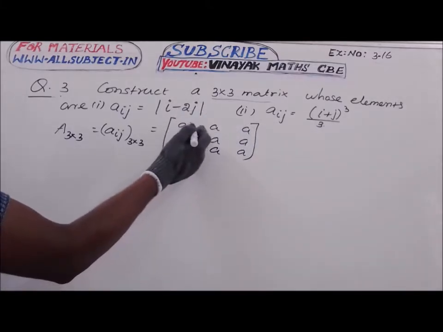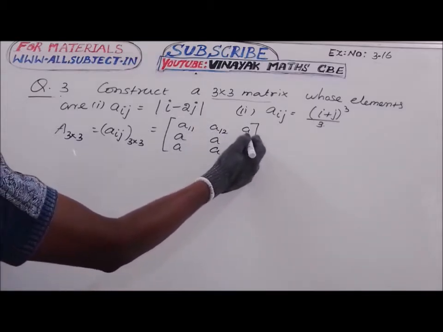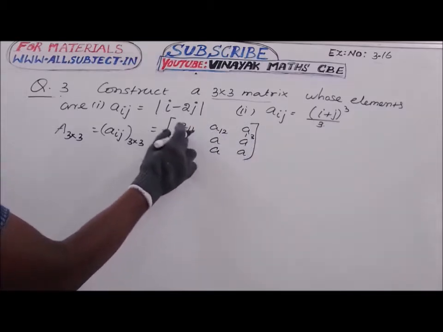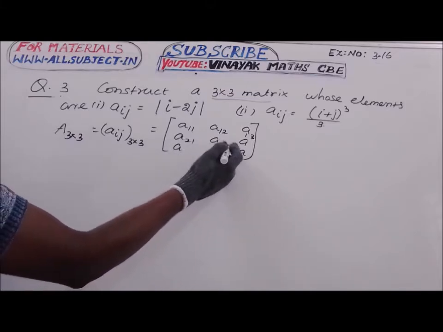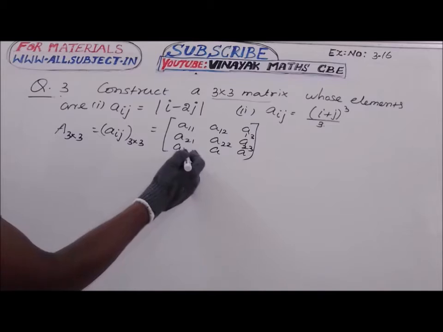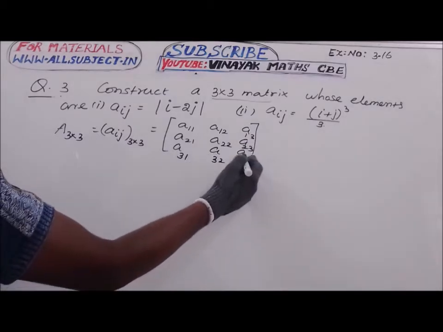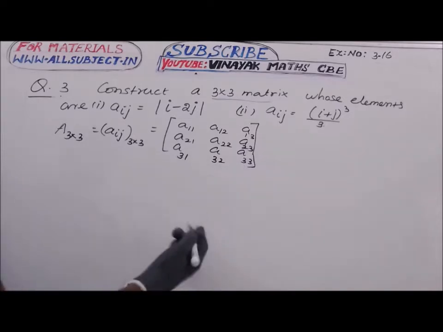This is known as first row first column. This is first row second column. It is in first row third column. Here we have second row first column. This is second row second column. This one is second row third column. Here it is third row first column. This is third row second column. The last one is third row third column.